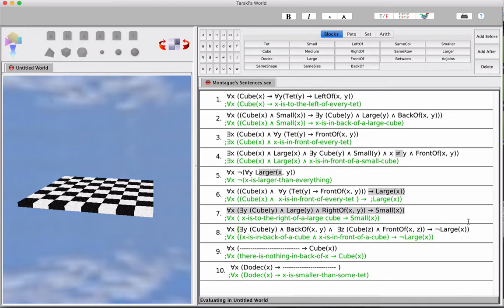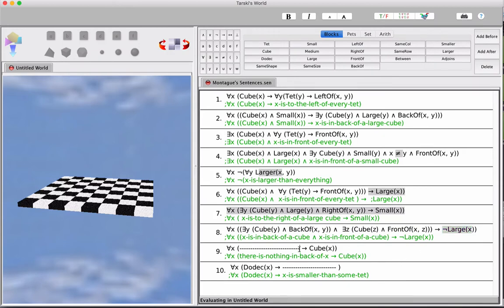So we have the universal covering the entirety of the sentence. We have an existential covering the entirety of the second existential scope is covered. Oh, but we're missing a parenthesis here. And we also will need another parenthesis to separate out basically the antecedent from the consequent.